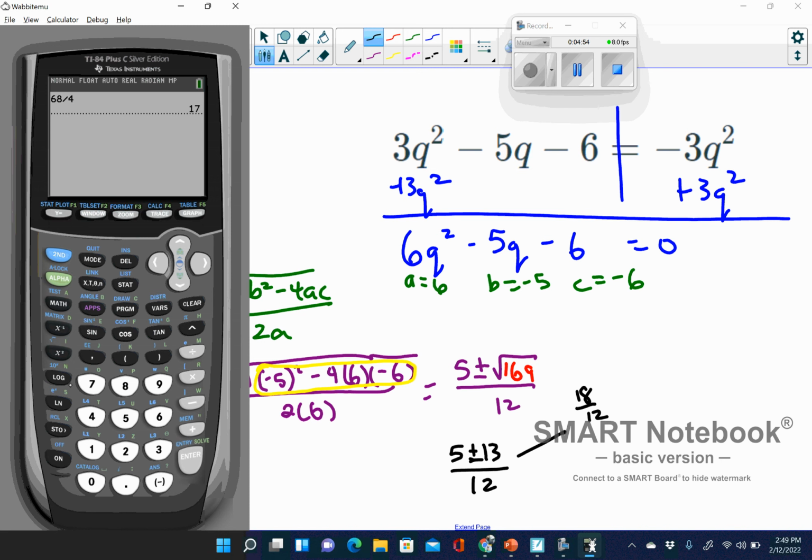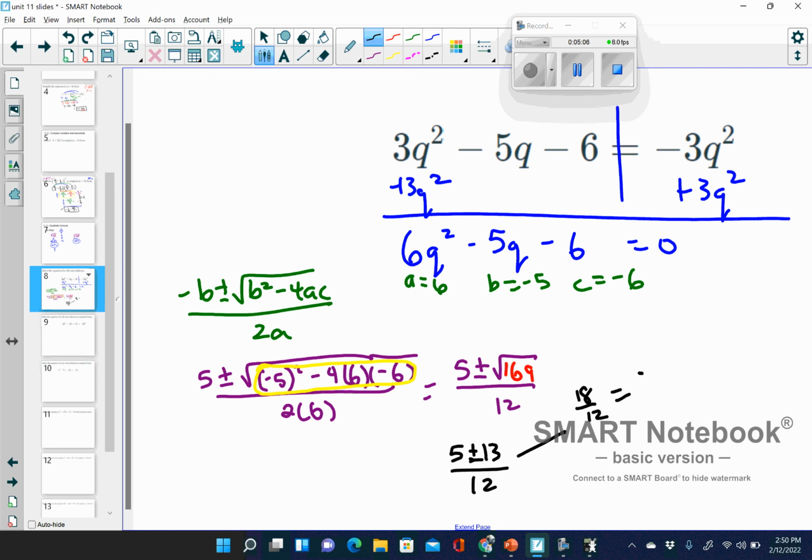So we have 18 over 12. So alpha y equals, hit enter, 18 over 12, hit enter, and it reduces to 3 over 2. Boom, so one answer is going to equal 3 over 2. And then the second answer is going to be 5 minus 13, which is negative 8 over 12. And if you plug that into the calculator, you're going to get that that answer is the same thing as negative 2/3. So your two answers are 3/2 and negative 2/3.